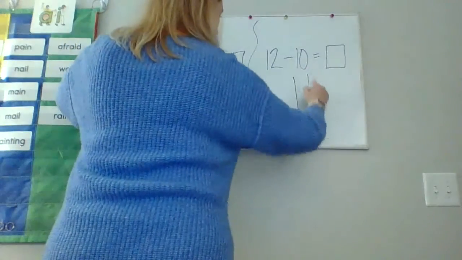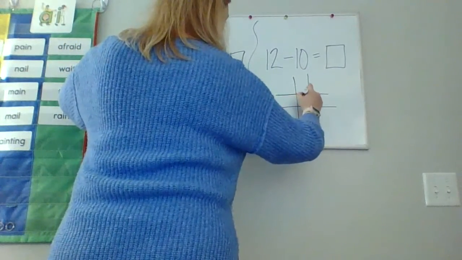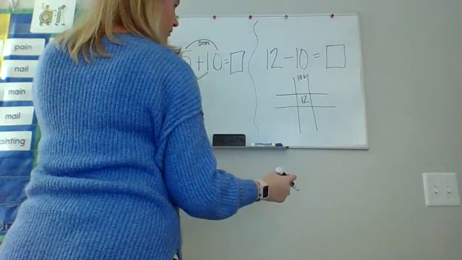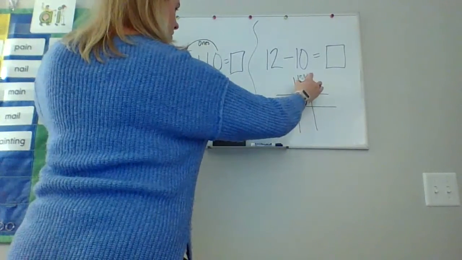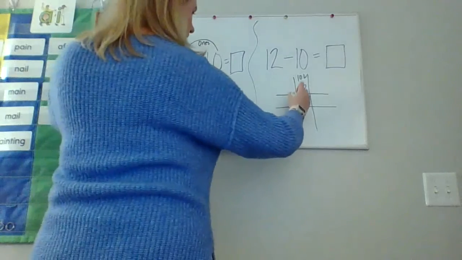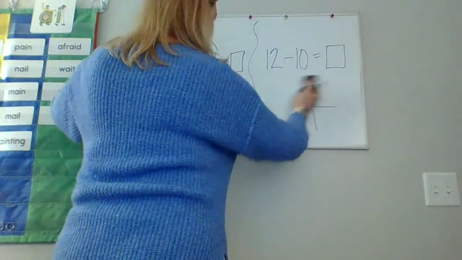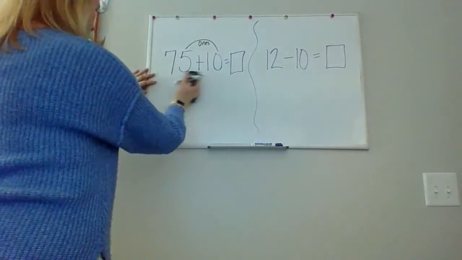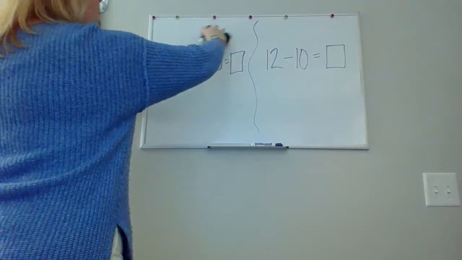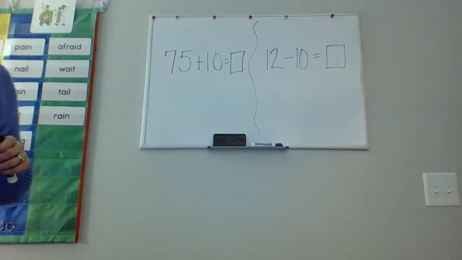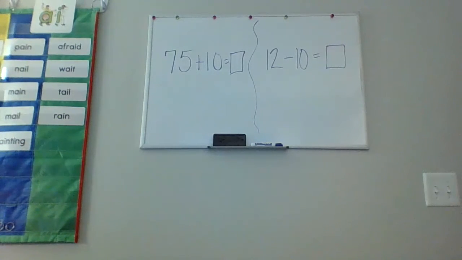Or you could draw out your tic-tac-toe board. You know this is 10 less, and find 10 less than 12. Remember we talked about the 2 would stay the same. Only the 10's place will change. So you could use either strategy. Both work. In second grade, you'll see more of the tic-tac-toe board. So 75 plus 10 equals unknown, and 12 minus 10 equals unknown.